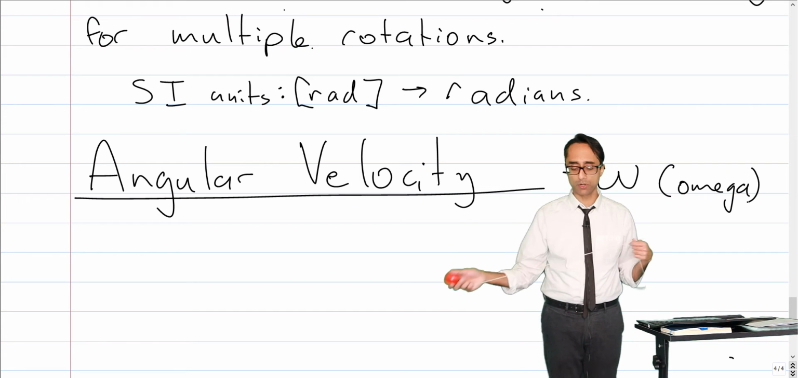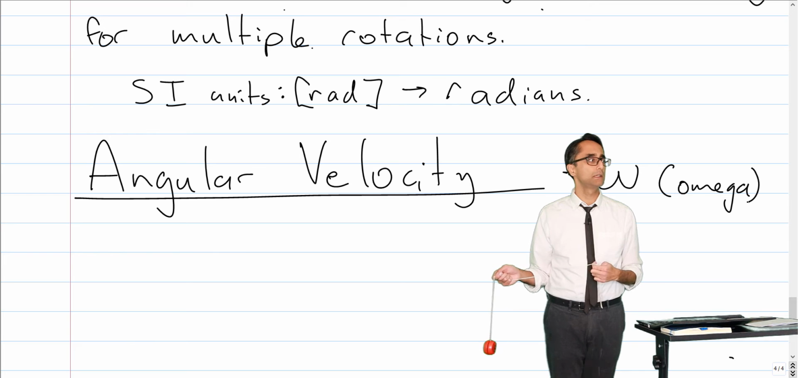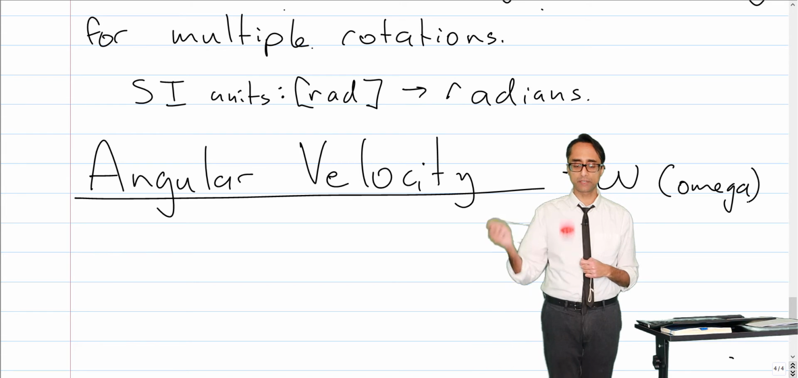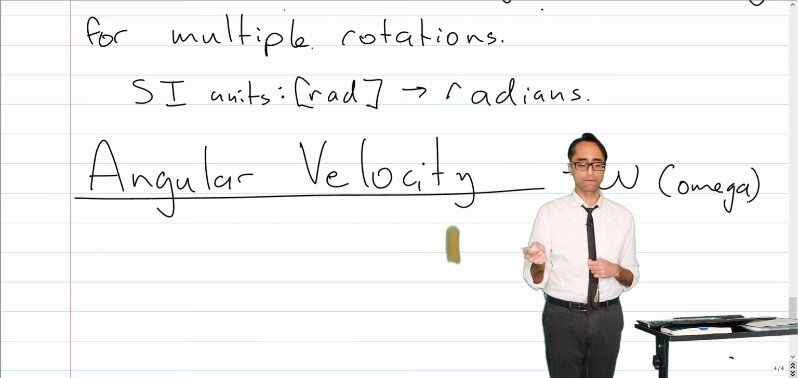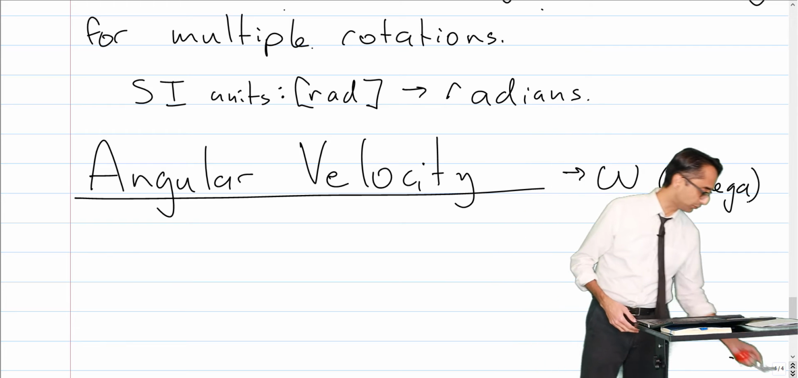Let's try something a bit more complicated. Let's say it takes me 5 seconds to go around 10 times. All right, here we go. I'm going to get going, and I'll tell you when I start. And go. 1, 2, 3, 4, 5, 6, 7, 8, 9, 10. All right, so I did 10 revolutions.